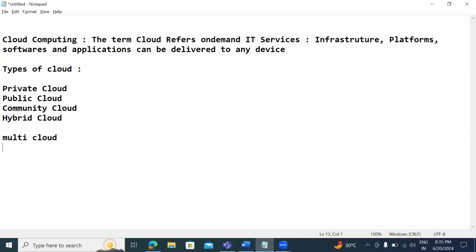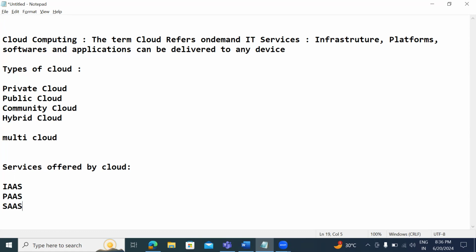Okay, any doubts on this? So then, what are the services offered by the cloud? The first service is IaaS. IaaS stands for Infrastructure as a Service. The second one is PaaS, Platform as a Service. And the third one is SaaS, Software as a Service.